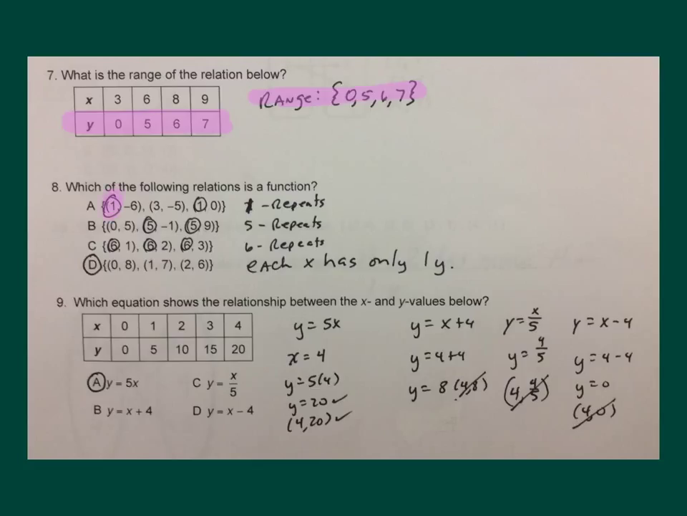Notice the 1 repeats as an x, the 5 repeats as an x, the 6 repeats as an x, and the only one that doesn't have an x that repeats is D, and that is my answer. Each x has only one y.